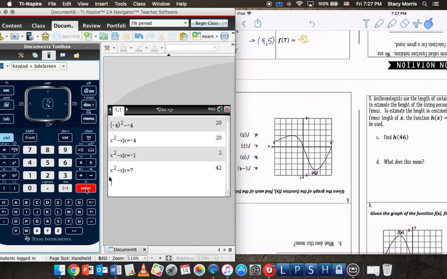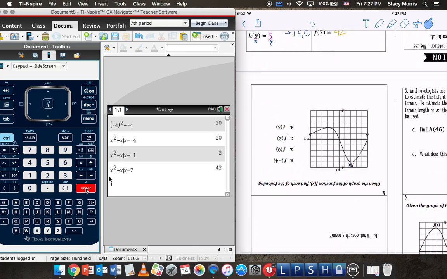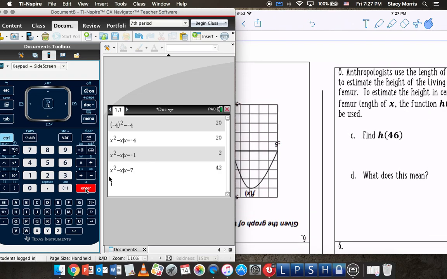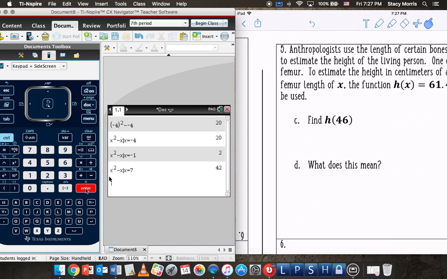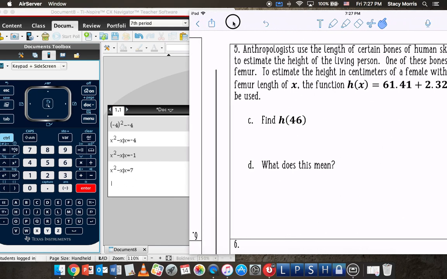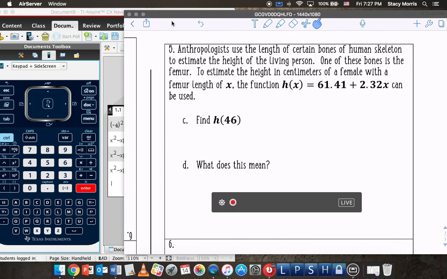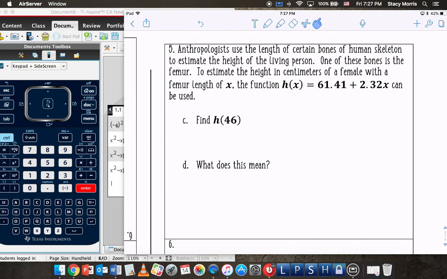All right, so let's look at a word problem and then a graph, so a little bit different. Number 5 says, anthropologists use the length of certain bones of the human skeleton to estimate the height of the living person. One of these bones is the femur, one of the bones in your leg. To estimate the height in centimeters of a female with a femur length of x, the function h of x equals 61 and 41/100 plus 2.32 times x can be used. So find h of 46.